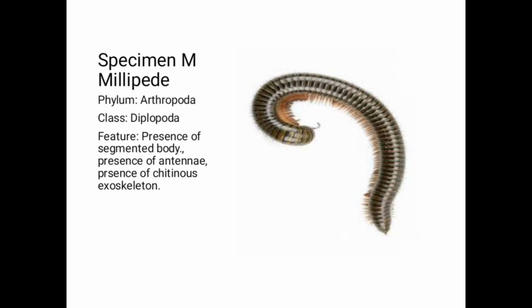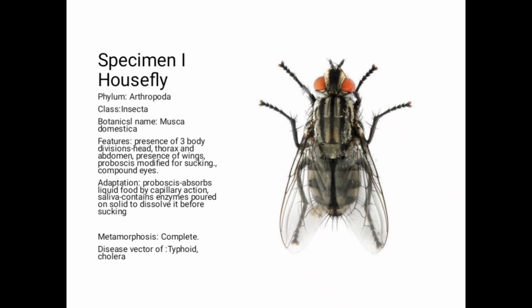Specimen M is a millipede, phylum Arthropoda, class Diplopoda. Features presence of segmented body, presence of antennae, presence of chitinous exoskeleton.